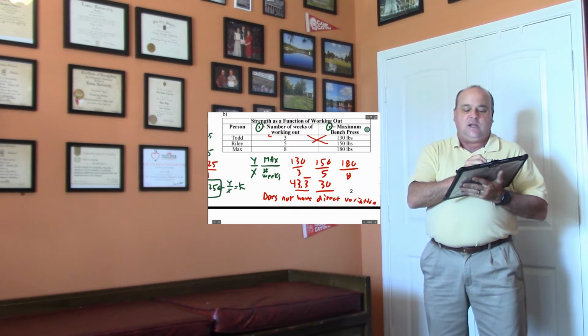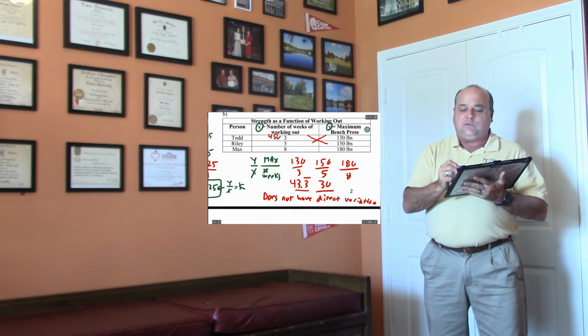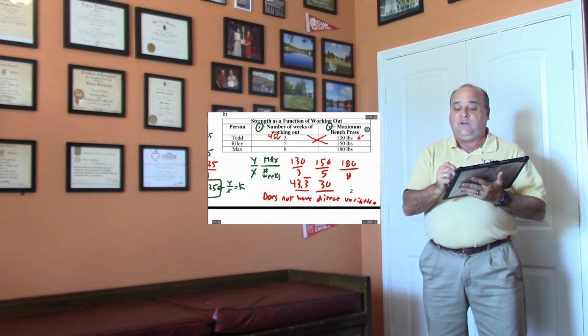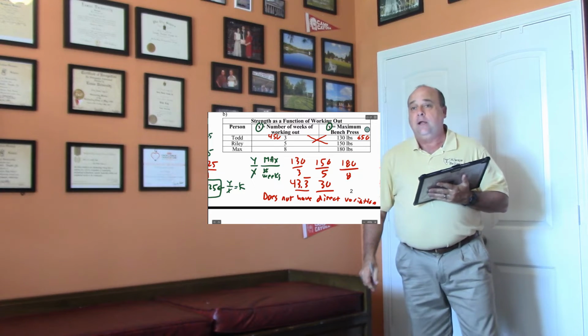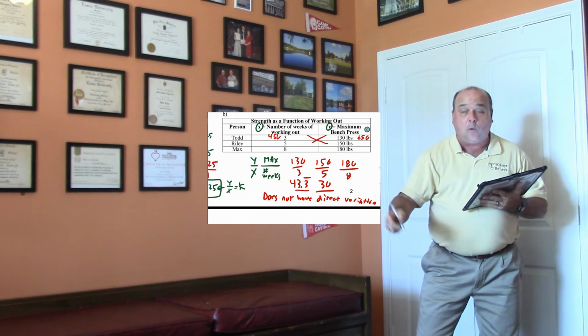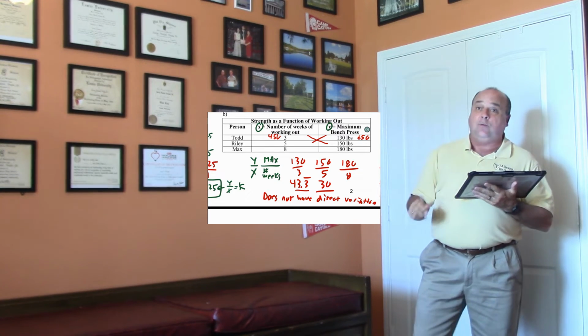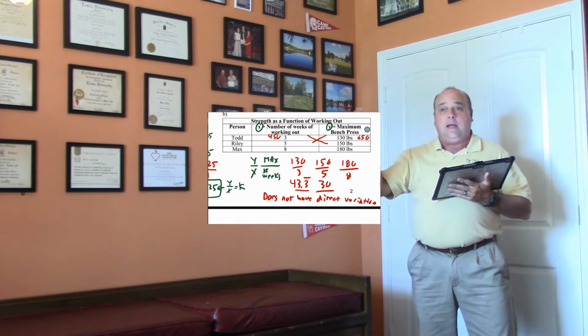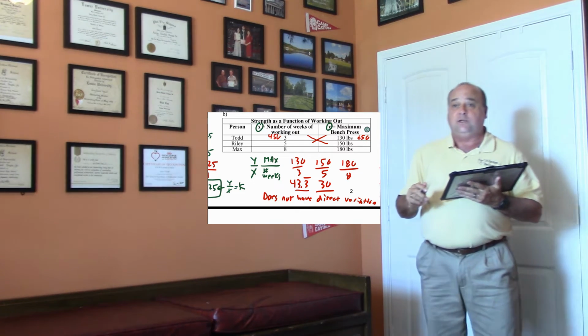3 times 150 is 450 and 5 times 130 is 650. These are not equal, are they? Since they're not equal, it's not proportional and it does not have direct variation. You would not be able to write a y equals kx equation.